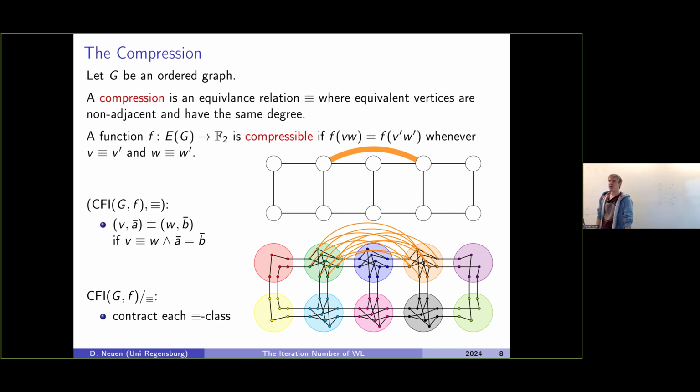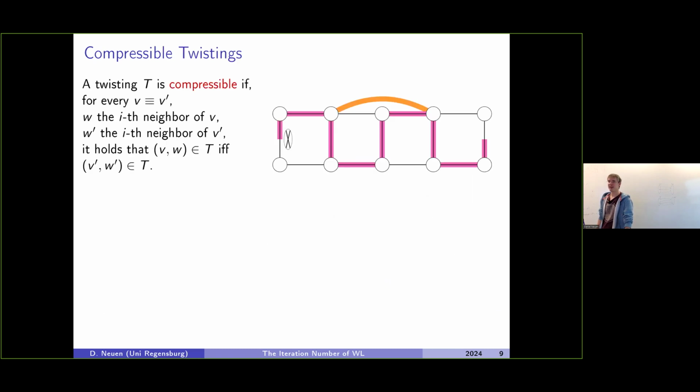Okay, so if there is nothing else on the construction, then we can now get exactly to this point. So now we want to say when we can work with twistings. And this is now exactly where this condition comes in. So if I have a twisting, this is compressible if basically exactly this condition is satisfied.